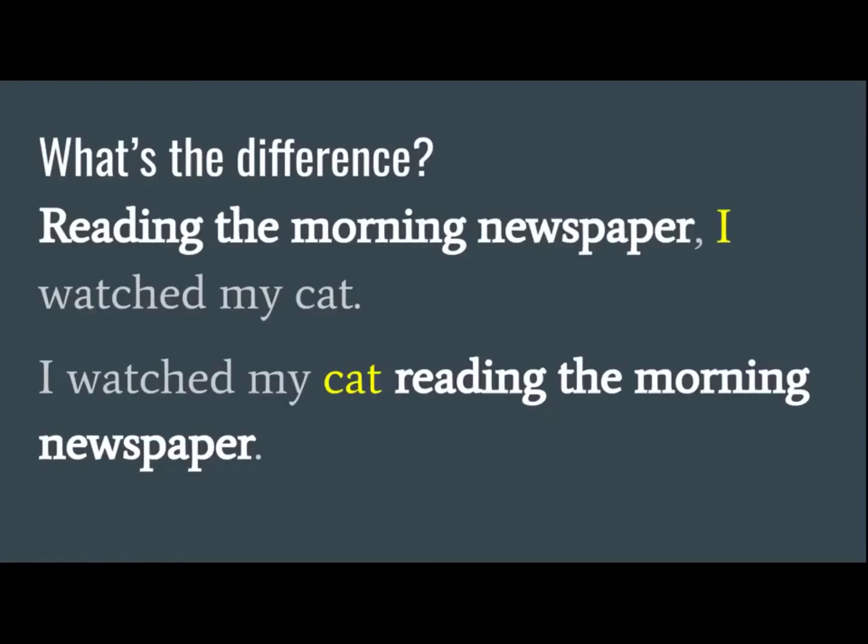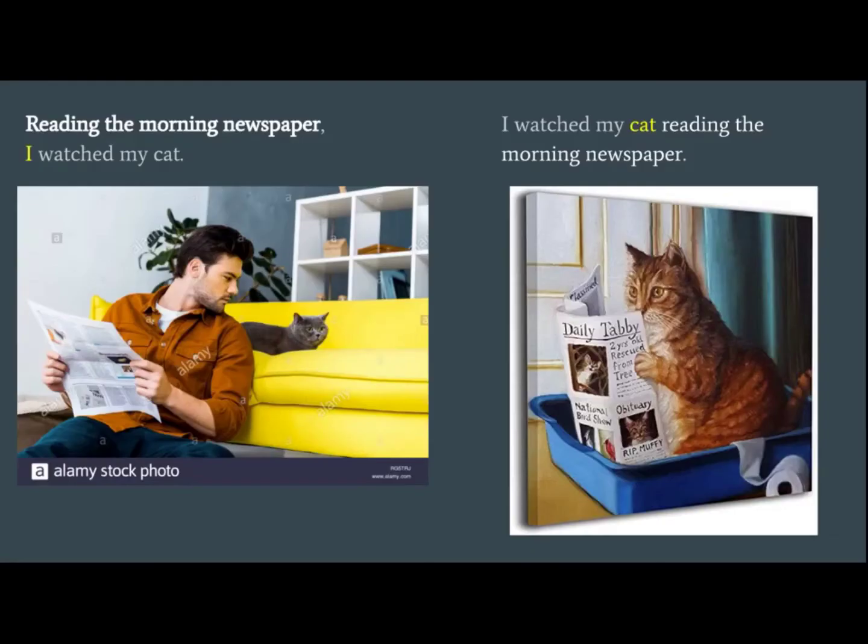So let's take a look at the difference between these two sentences. Reading the morning newspaper, I watched my cat. I watched my cat reading the morning newspaper. Reading the morning newspaper is the modifier. The question is, is it modifying the word I or cat? Who is reading the morning newspaper? If the sentence says, reading the morning newspaper, I watched my cat, there's a person who is reading the newspaper and watching the cat. I watched my cat reading the newspaper means the cat is actually reading the newspaper.